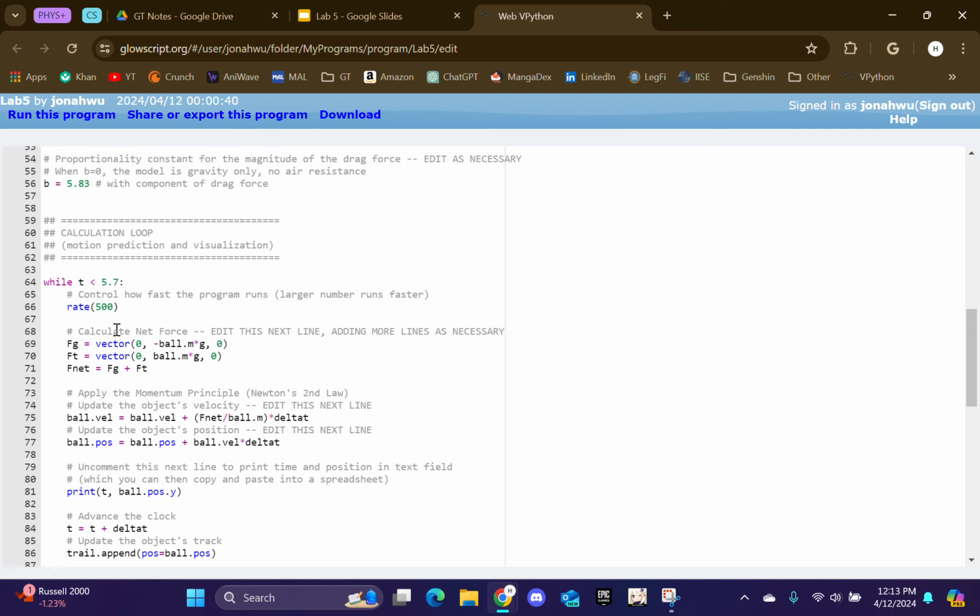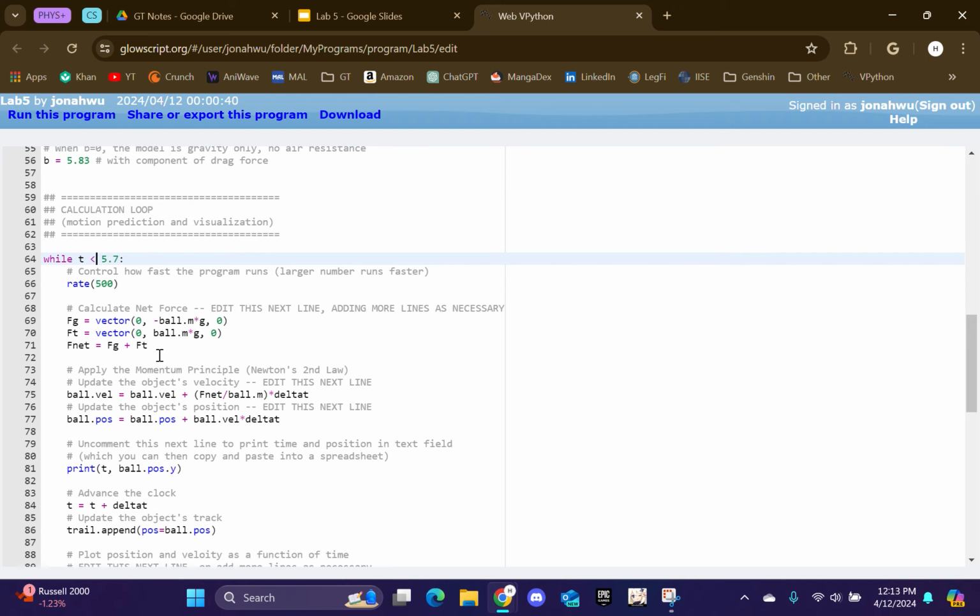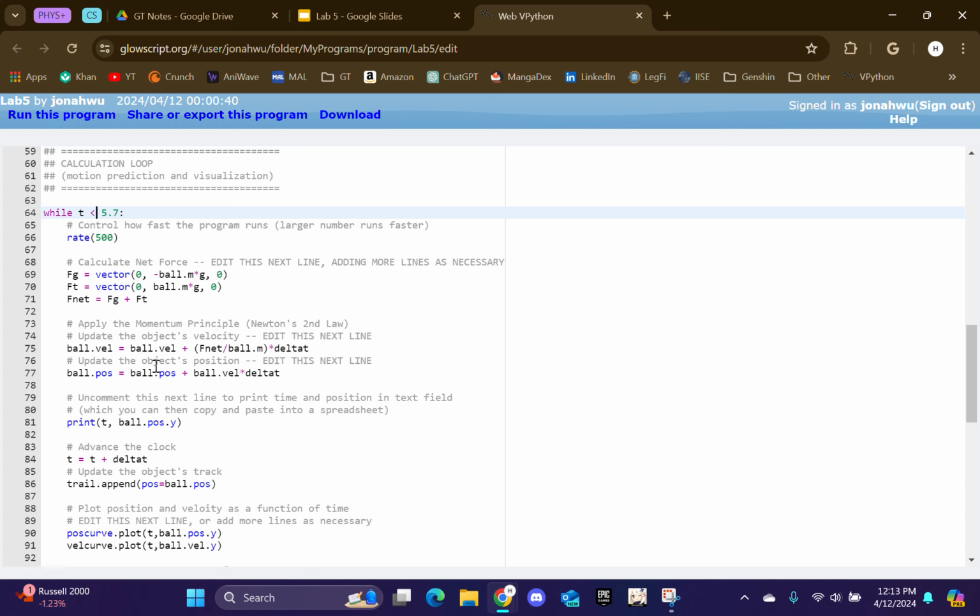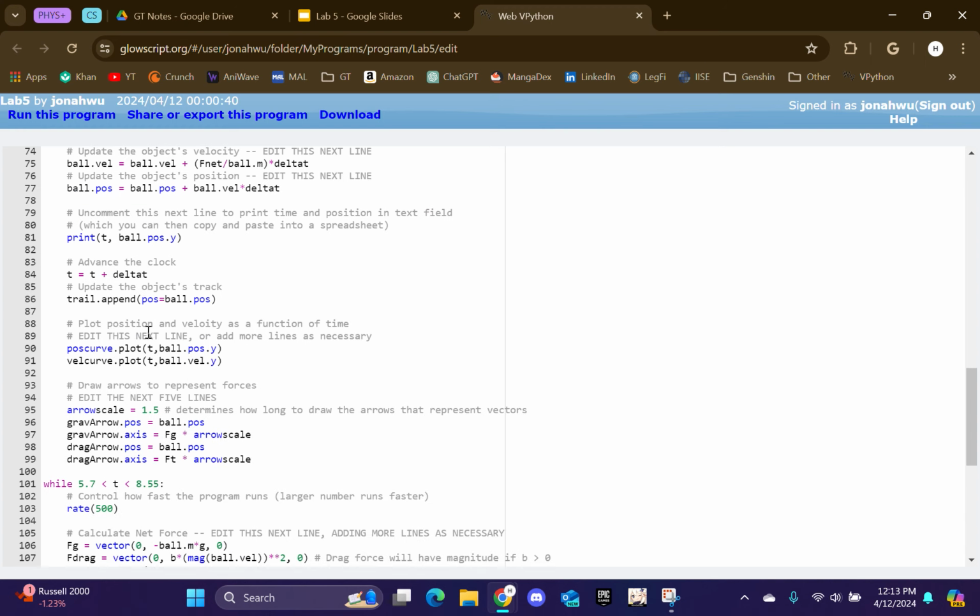During these while loops, we can see that in this first section of the experiment, we calculated the gravitational force, which was the ball's mass times the gravitational constant in the negative y direction, and the tension force, which is opposite of the gravitational force but equal in magnitude. Therefore, the net force acting on this object is 0 at this time, and the position and velocity do not change in this first section.